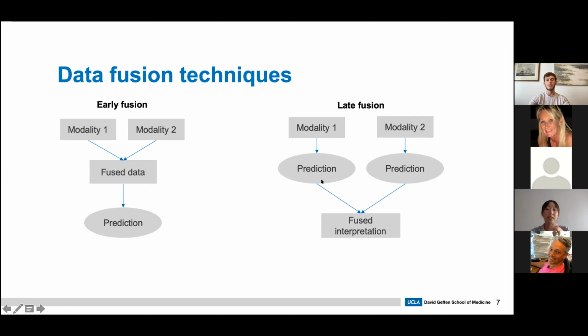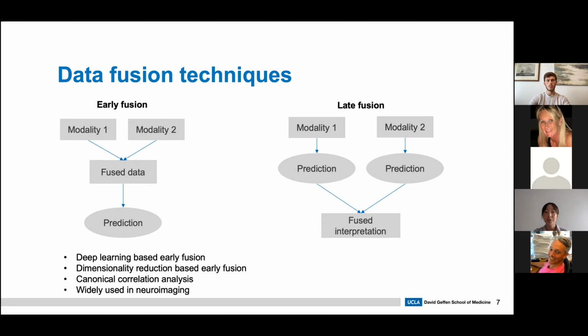So as you can see, in the late fusion model, we actually cannot capture the inherent relationship between the two modalities. However, the early fusion can. So that's why we choose to use the early fusion technique in our paper.